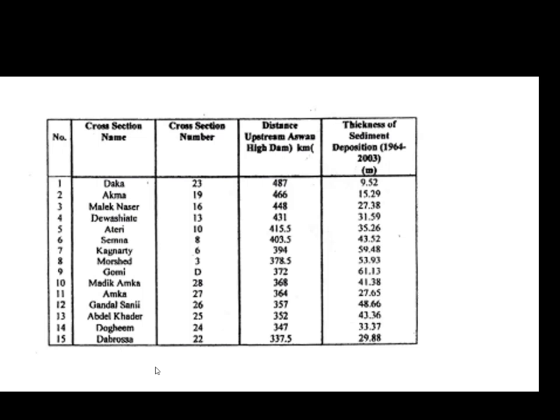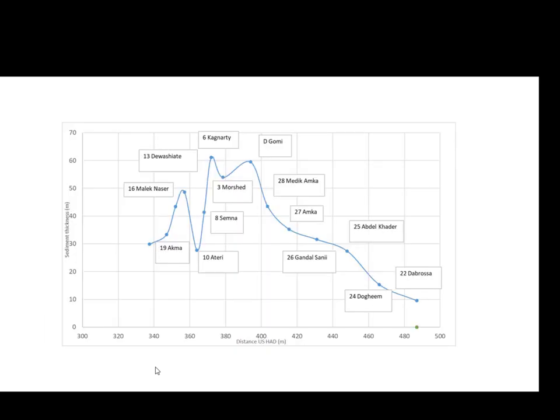This is a challenging table because it shows the cross sections on the Nasser Lake, name and number, as the distance from Aswan High Dam and the thickness of sediment deposition, and I want to represent this graphically. It's a bit difficult, but this is my suggestion. I have the distance upstream of the Aswan High Dam in kilometers, and I have the location in number and by name, and the thickness of sediment in meters.